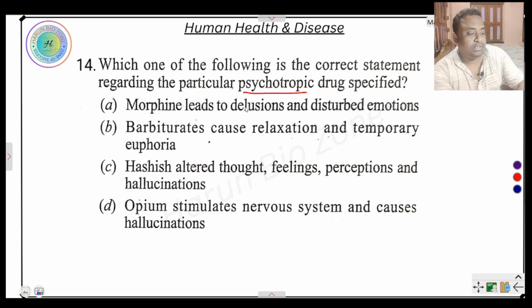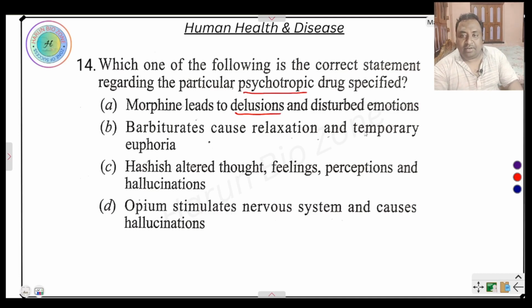Delusion means something is believed. Delusion is one type of hallucination where a person believes that they are fine, but actually they are not fine and it is not real. Just a hallucination thought is called delusion. And disturbed emotion. Morphine is not that; morphine is a painkiller.